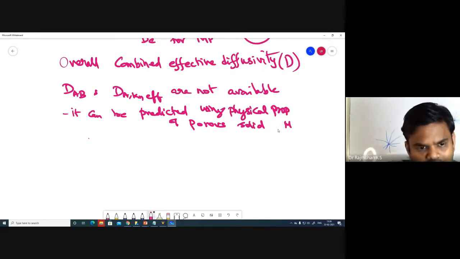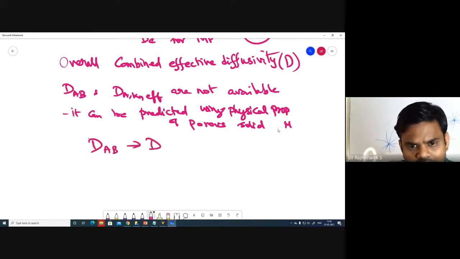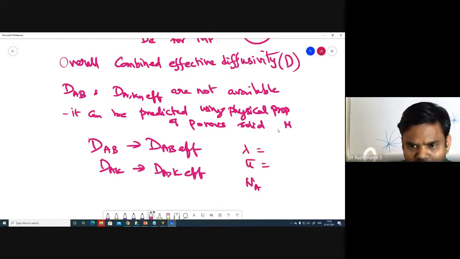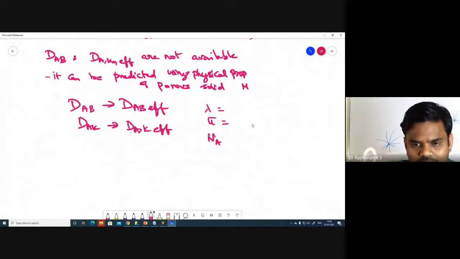We have seen the numerical earlier. First, DAB is replaced by DAB effective, and DAK is replaced by DAK effective, and we have seen how to determine the values for lambda, U bar, and NA, and what D effective is. That we have discussed in the previous lecture.